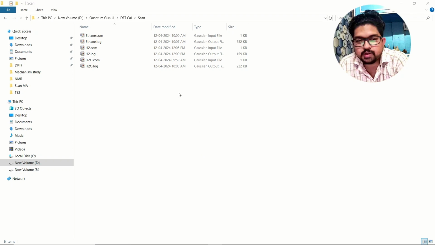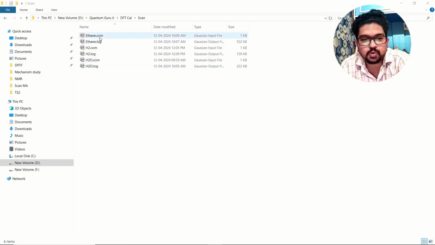Here, I have taken a couple of molecules. In these molecules, I will try to see the minima, and I will scan the structure of a specific molecule. You can do the scan calculation using bond angle, using bond length, or using dihedral angle. In three ways you can do this scan calculation.